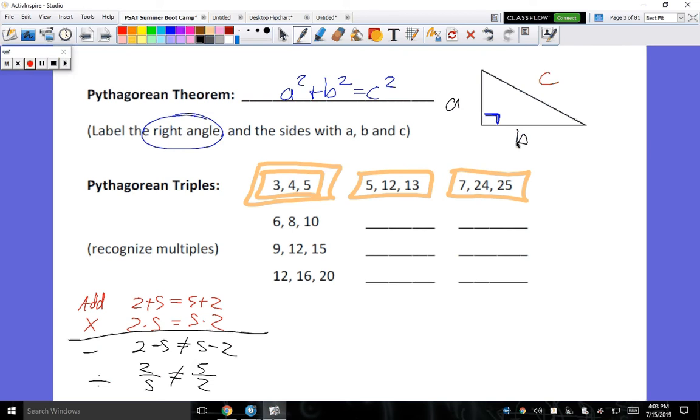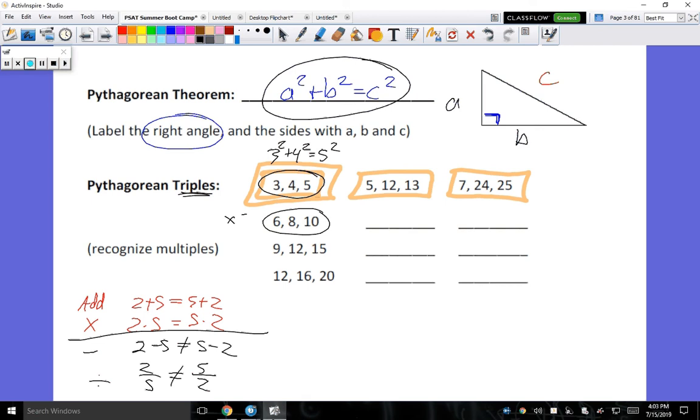Alright. A Pythagorean triple is a set of 3 numbers that satisfy this equation. In other words, we could say 3 squared plus 4 squared is equal to 5 squared, because 9 plus 16 is 25. How did they get 6, 8, and 10? They multiplied all numbers by 2. In math, what did we call this in geometry? Nice. A scale factor. Okay? So you're multiplying them all by 2.